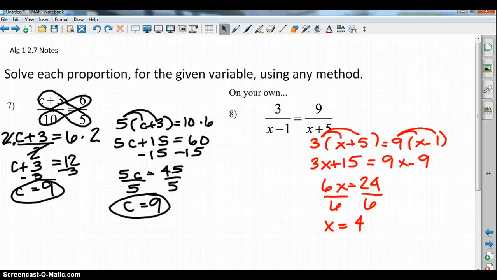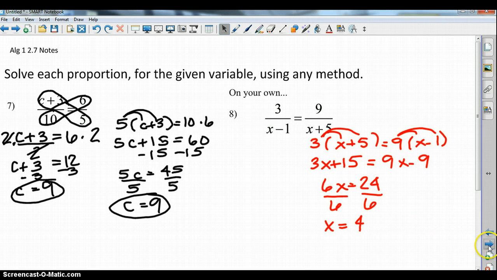Okay, I'm back, and as you can see, I chose to use the cross product property. So all I did was I crossed 3 with x plus 5 and 9 with x minus 1. I distributed the 3, distributed the 9, and got 3x plus 15 is equal to 9x minus 9. Then I simplified and got 6x equals 24, divide by 6, divide by 6, and x is equal to 4. Hope you guys got the same answer. And if you didn't, and you're still confused, we can answer questions in class tomorrow.